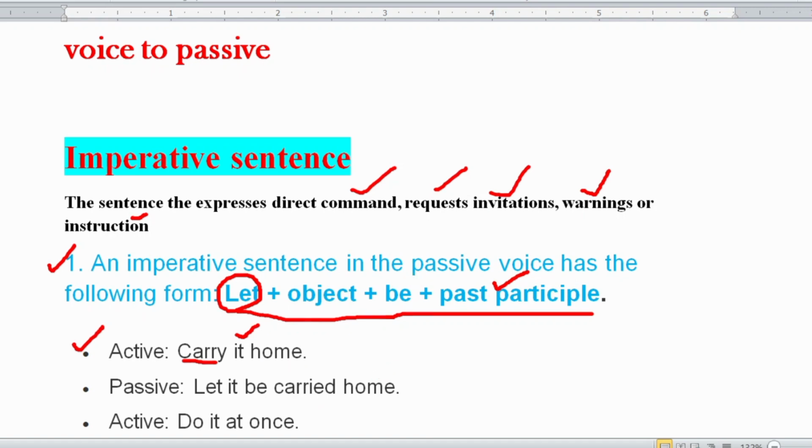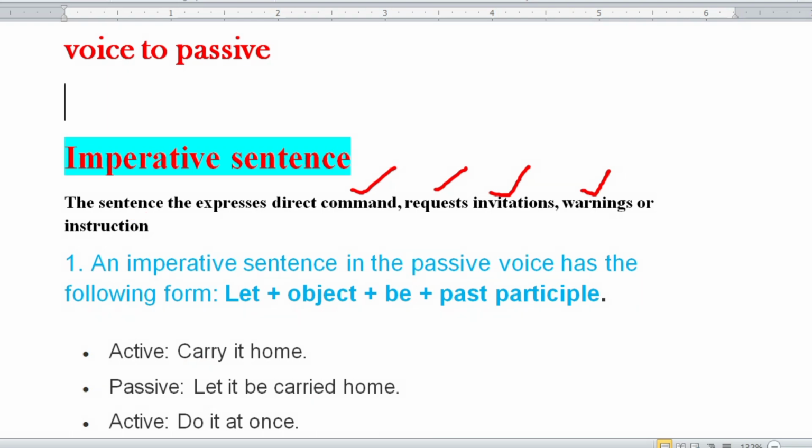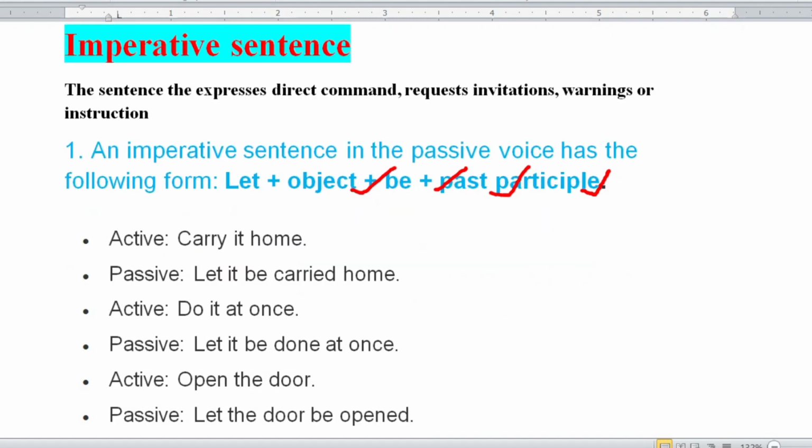The second example is: do it at once. How can we change this? Try to change this. Let it be done at once. This is the passive of do it at once. So compare: do it at once, let it be done at once. Here 'it' is the object, be is in the formula, and done is the third form of do. Likewise we will change active voice.